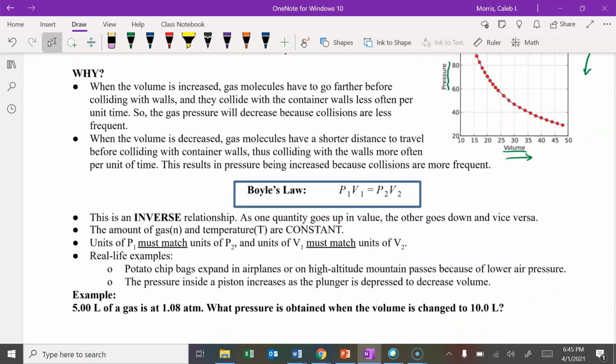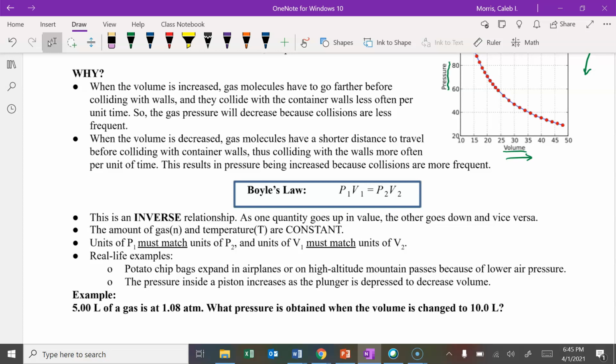If you increase the volume, gas molecules have to go farther before they collide with the walls. And remember, collisions are directly proportional to the pressure. They collide with the container walls less often because of that. So the gas pressure will decrease because there are fewer collisions. The collisions are less frequent.